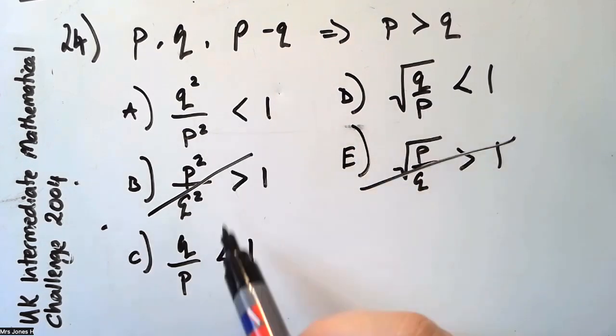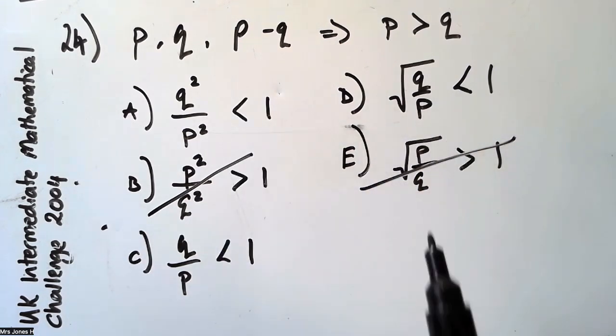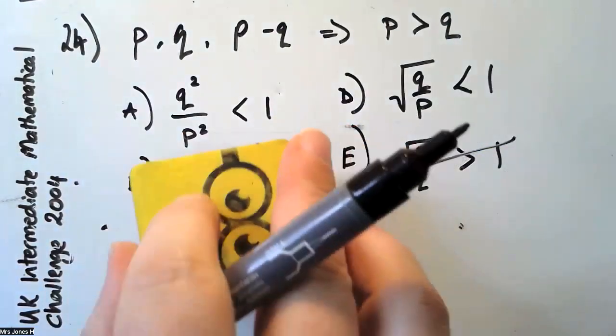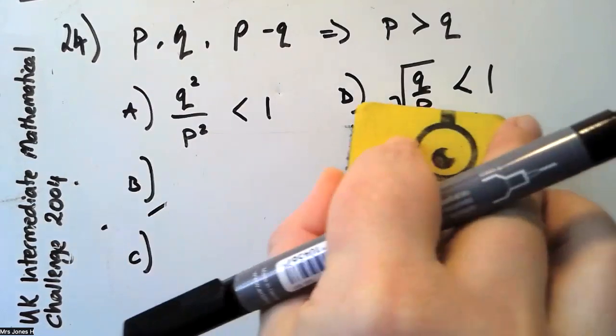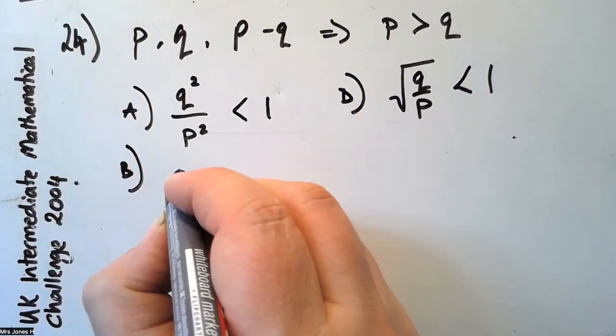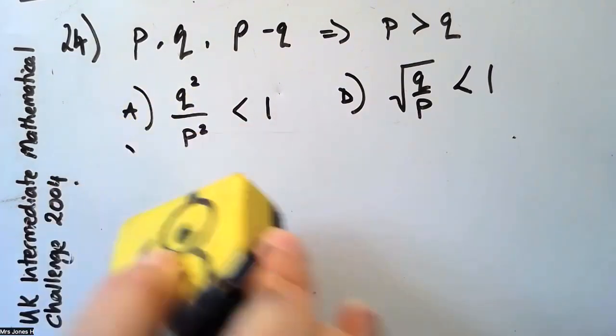So step 1 is to find out which ones are less than 1. Then we think about their relative size. So I'm just going to rewrite this just here, just so I've got a bit of space at the bottom. Sorry, C.